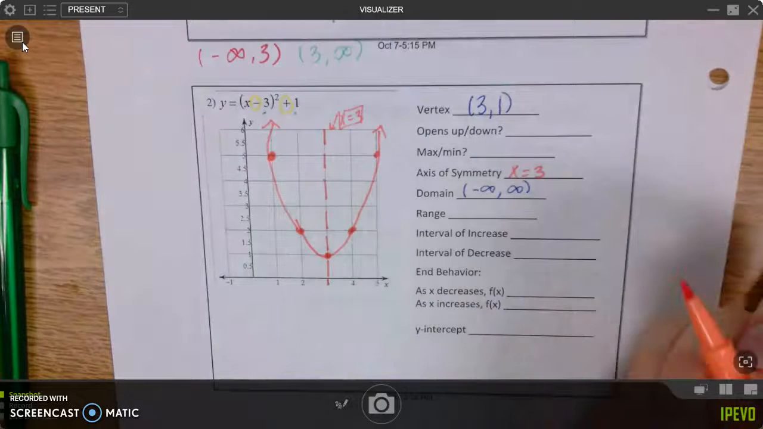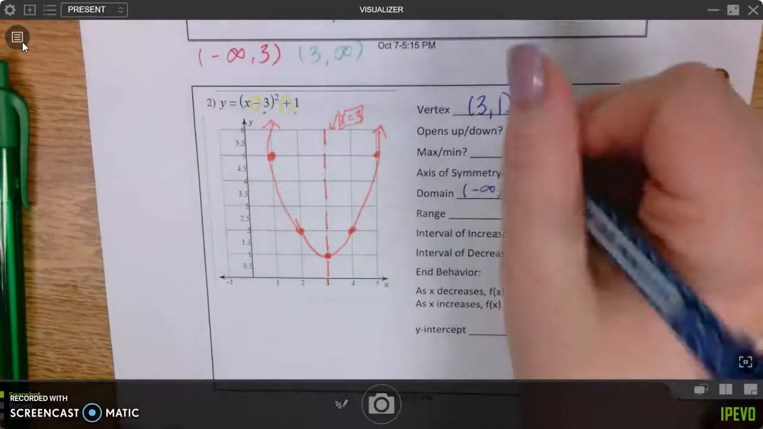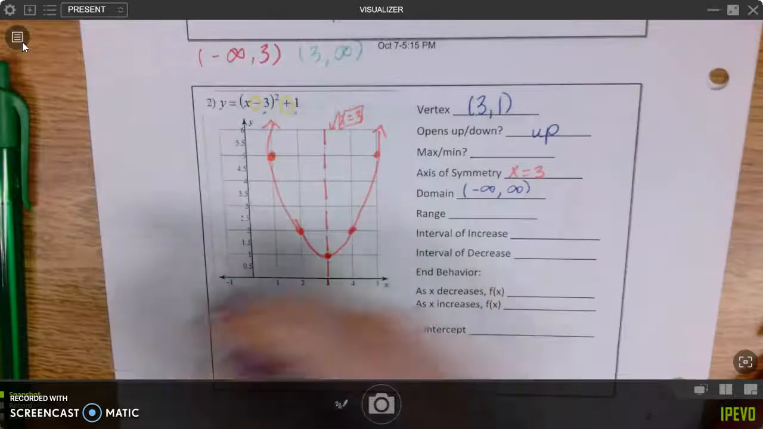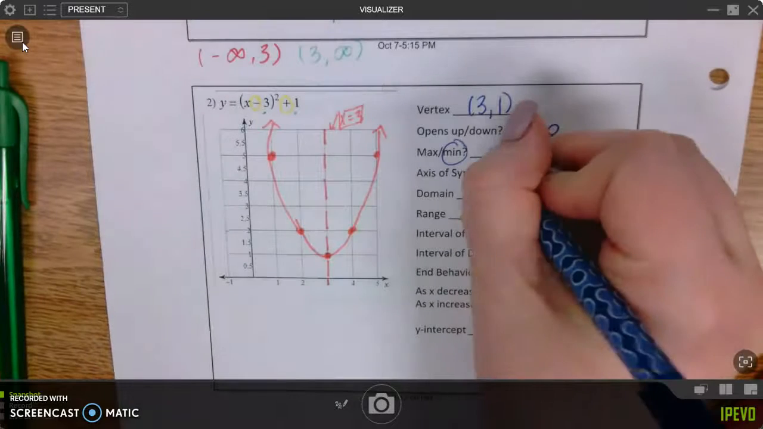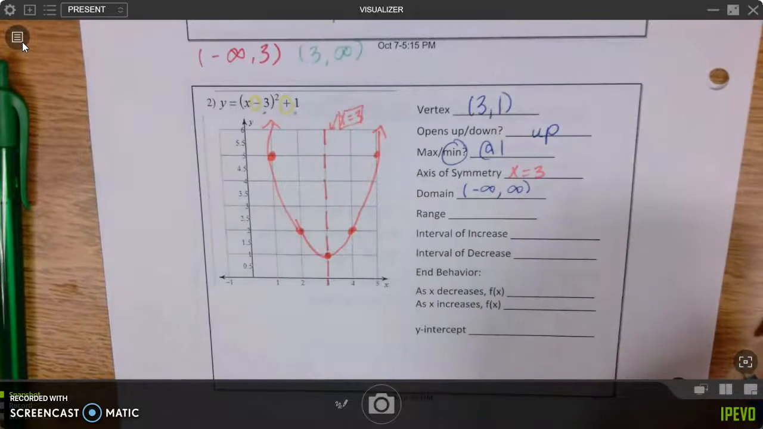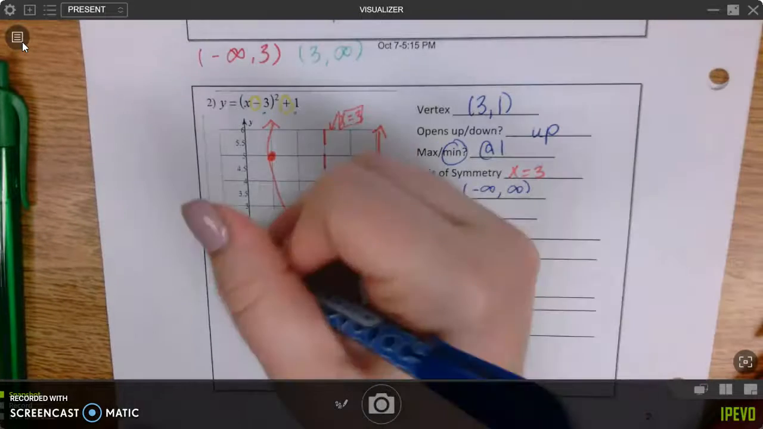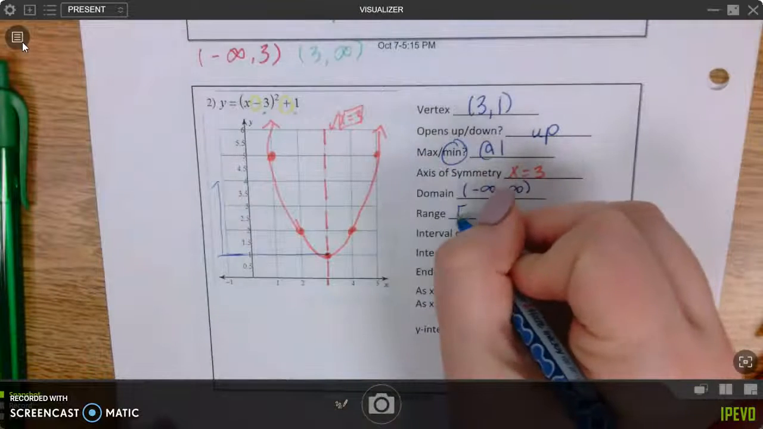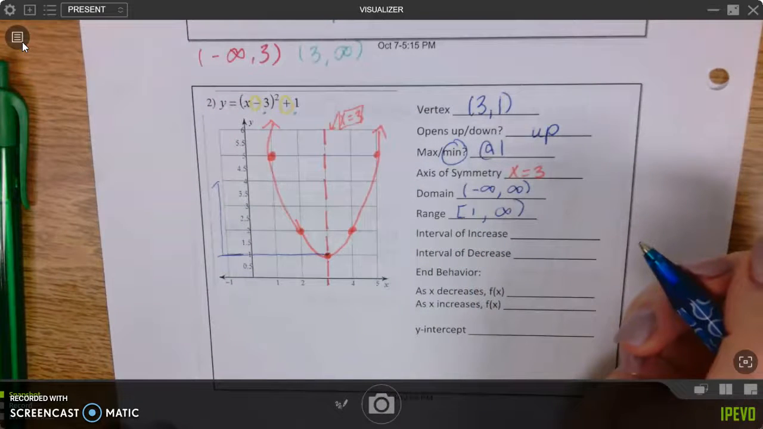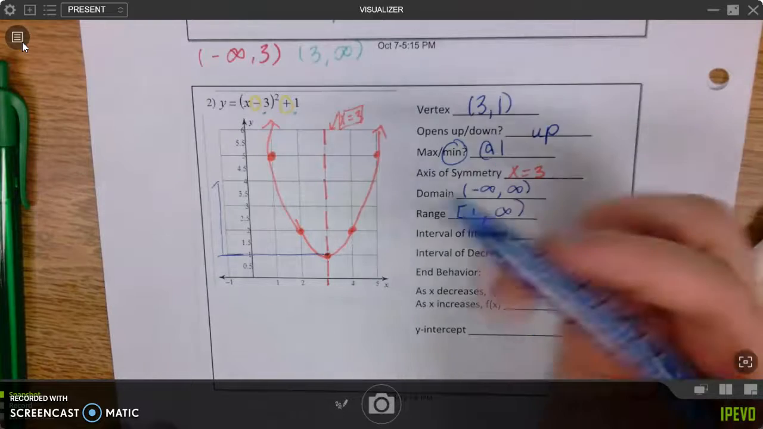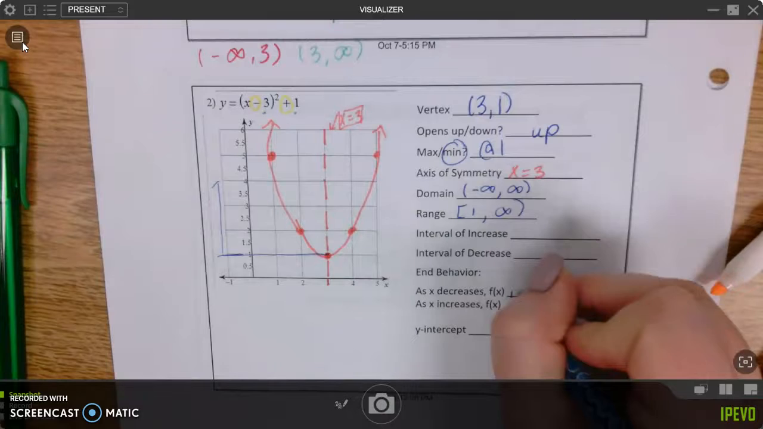All right, so now we can tell that this graph opens up. It's going to have a minimum at that y value of 1. The range, so your y values start here at 1, and then they just go up. So that's going to be from 1 to infinity. In behavior, they're both increases because the ends of the graph are pointing up. Both ends are increases.